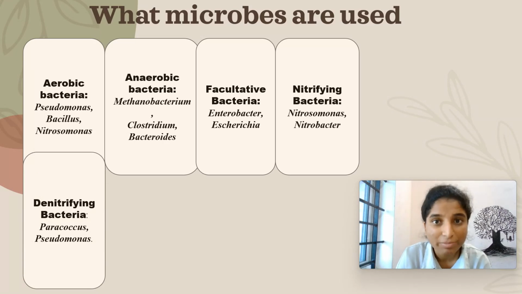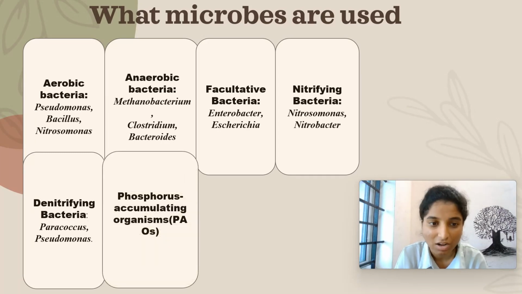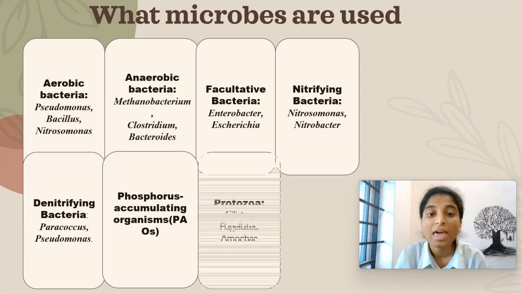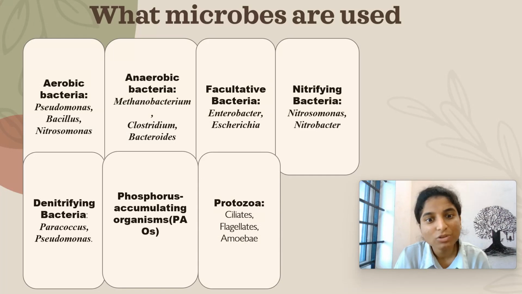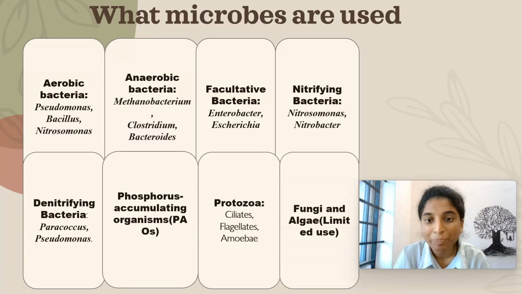And denitrifying bacteria will help in denitrification, for example Paracoccus, Pseudomonas, etc. And phosphorus accumulating organisms are going to accumulate the phosphorus and we can separately take it out from the wastewater treatment plants. And next comes protozoa, which includes ciliates, flagellates, amoeba. Next come fungi and algae. Algae and fungi are used very limitedly, but they can be used in wastewater treatment.